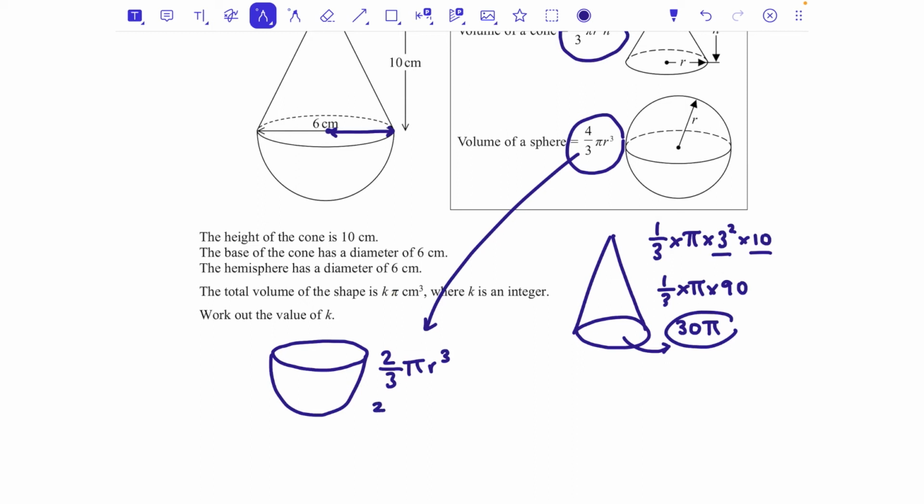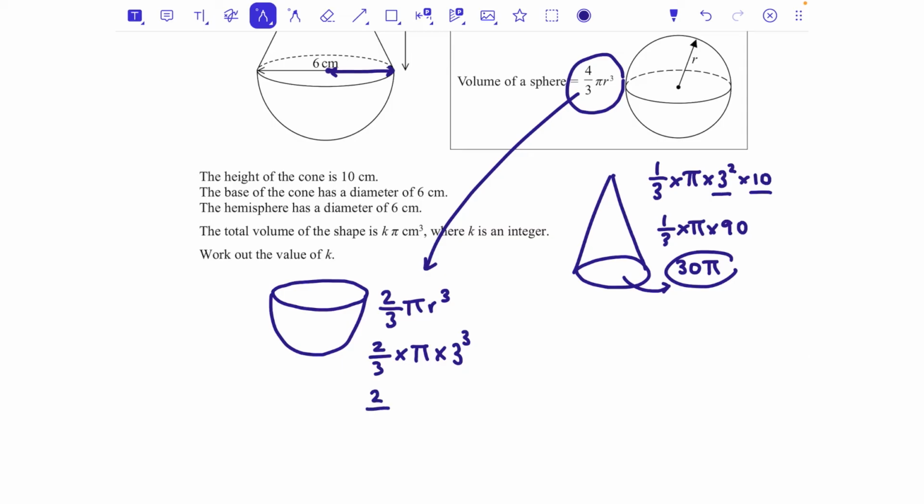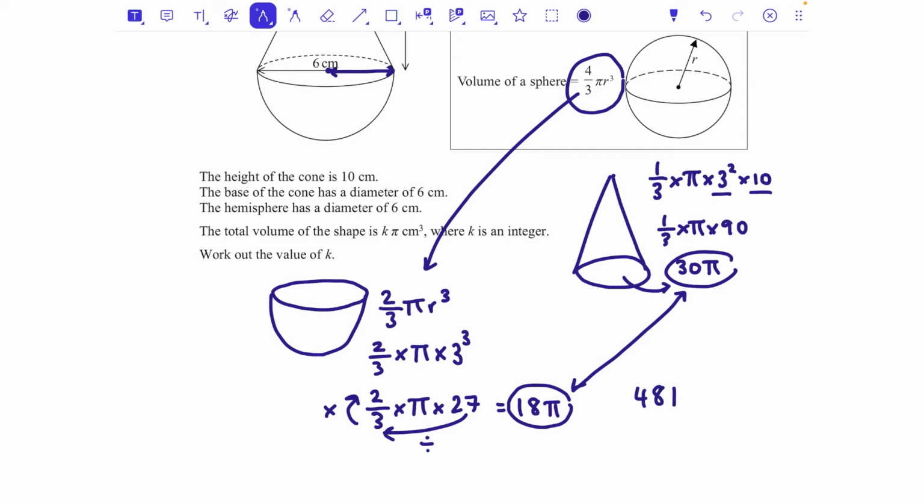So 2/3 times pi times the radius cubed. Now the radius we've just said is 3, so that is 27. So I've got 2/3 times pi times 27, and I'm just going to do 2/3 of 27. So divide by the bottom, which is 9, times by the top, which is take that 9, times it by 2, is 18. So I've got 18 pi for the hemisphere, 30 pi for the cone, so altogether 48 pi. So k is just 48.